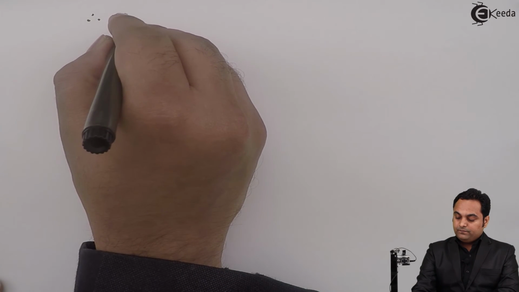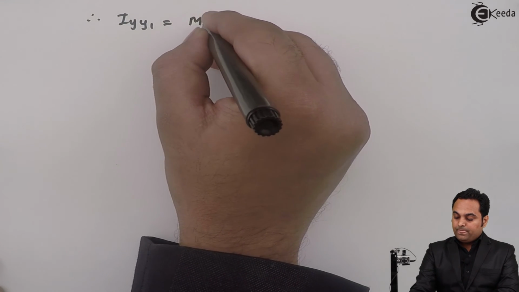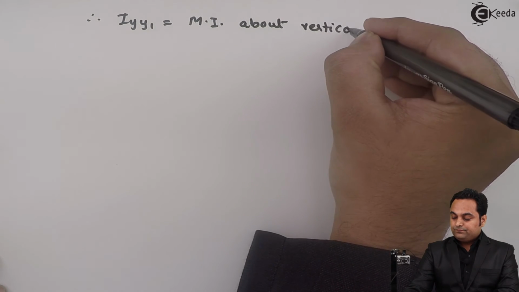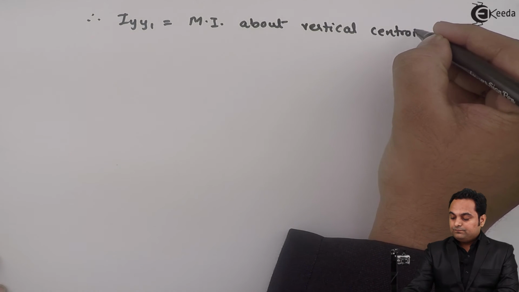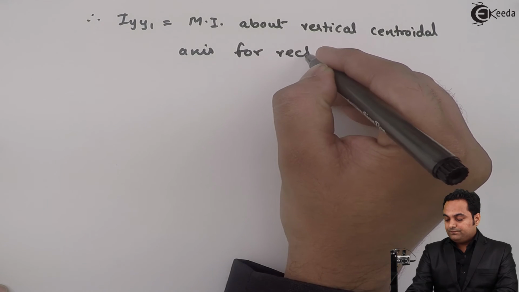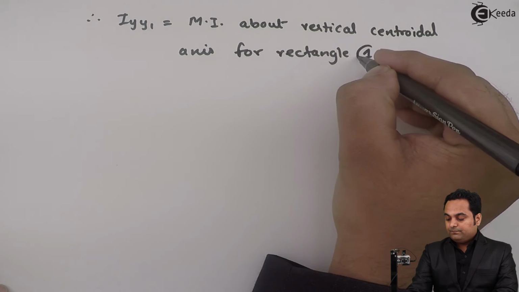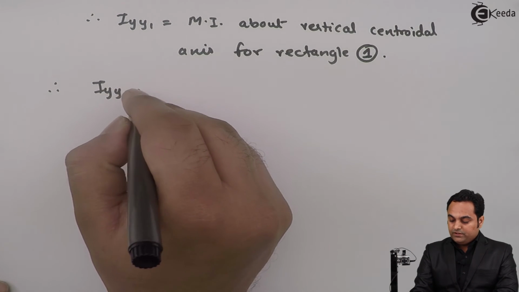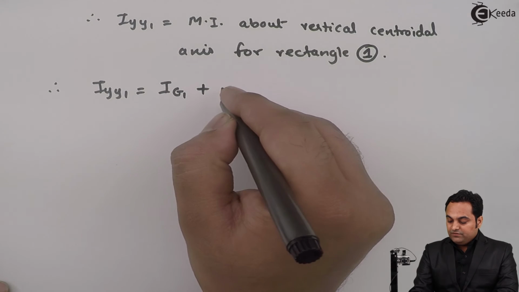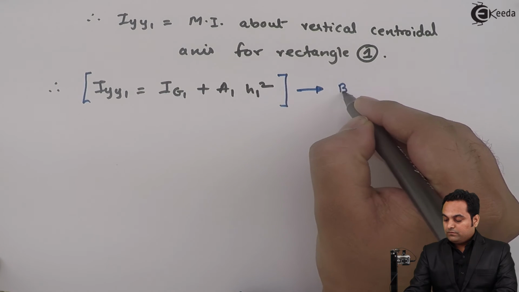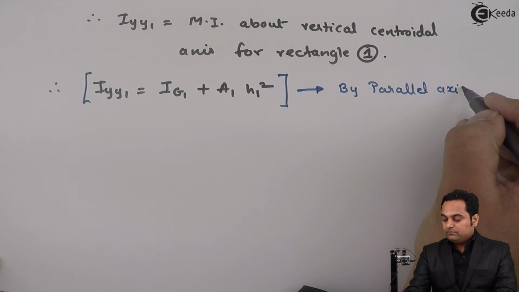Now, in that, the first thing is Iyy1, and Iyy1 is equal to MI about the vertical centroidal axis for rectangle number 1. So therefore Iyy1 is equal to Ig1 plus area 1 into H1 square by the parallel axis theorem.